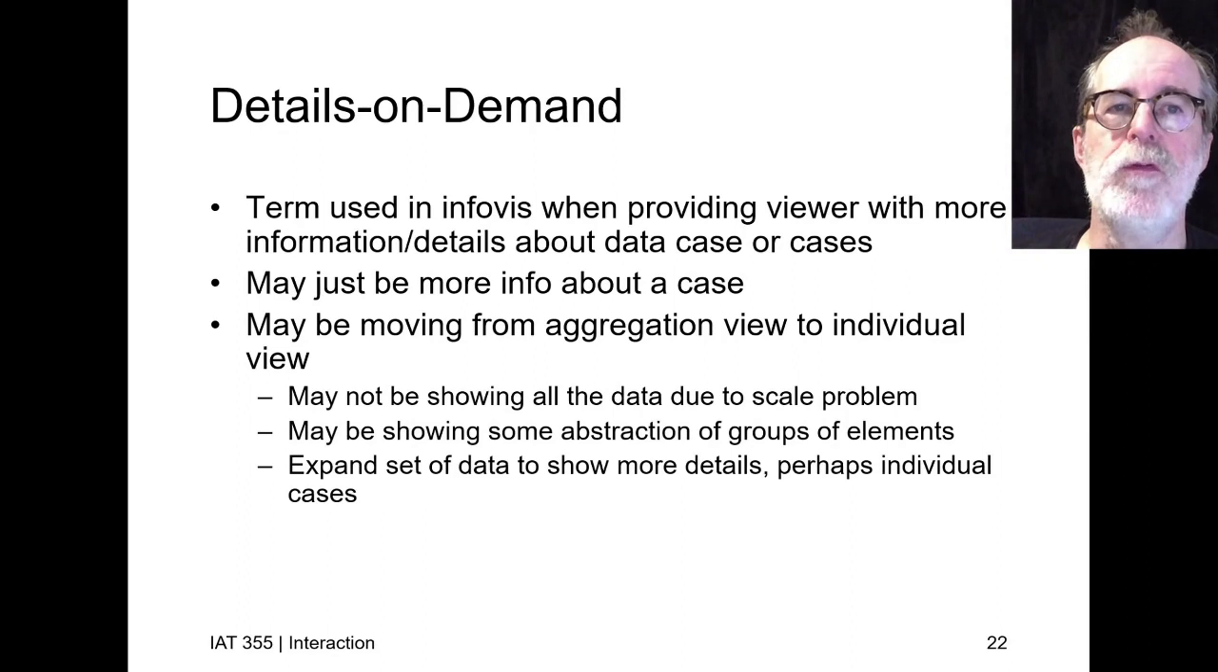It may be moving from aggregate to individual, because the visualization may not be showing all the data. The reason why that might happen is a scale problem. There's just too much stuff, a bunch of things being overdrawn. You also may be showing some abstract of a group of elements that you'd like to break apart and see the details of, expanding the set of data to show more details.